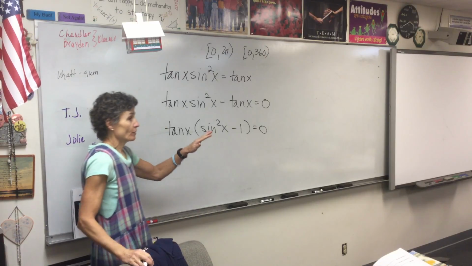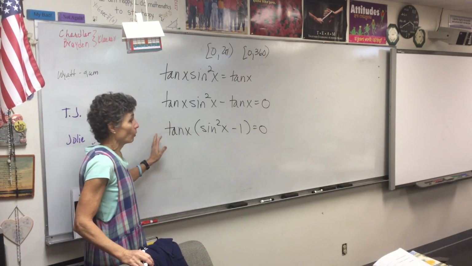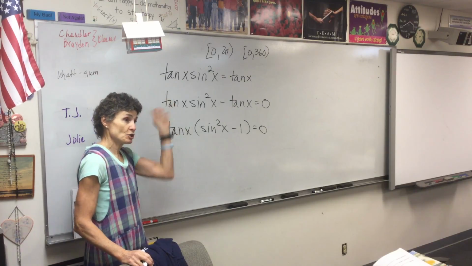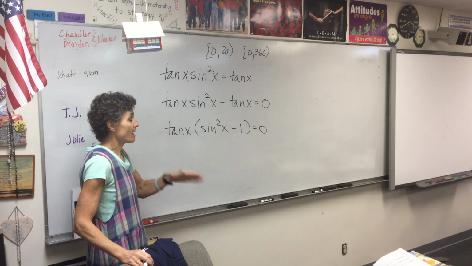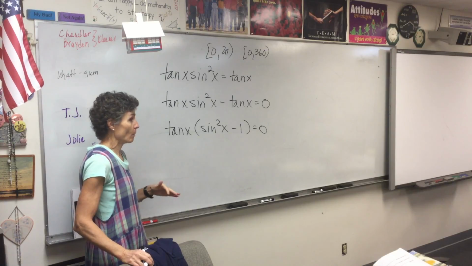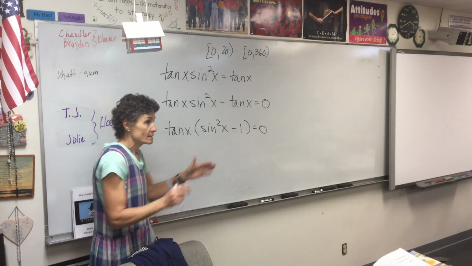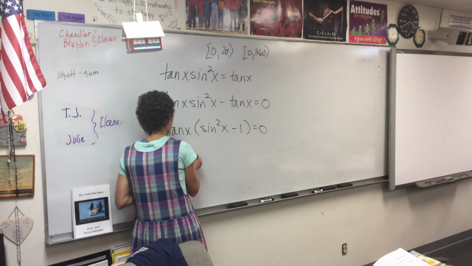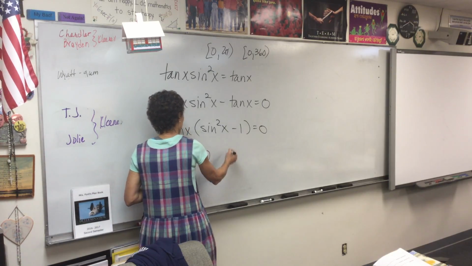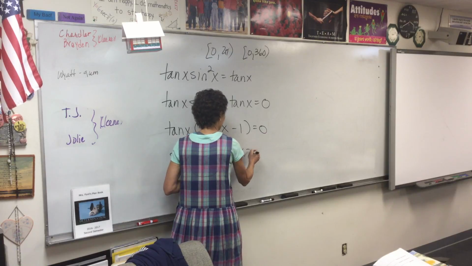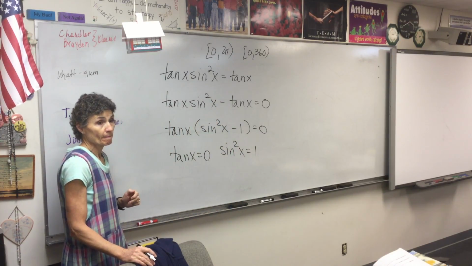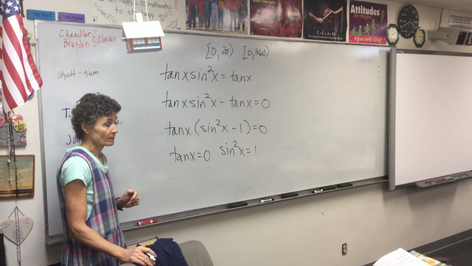Now, whether you're in Algebra 1 or trigonometry class, when you're solving an equation, what is the next step after you factor? Always, after you factor, set each piece equal to 0. So tan x equals 0 and sine squared x equals 1. Would you agree with me?